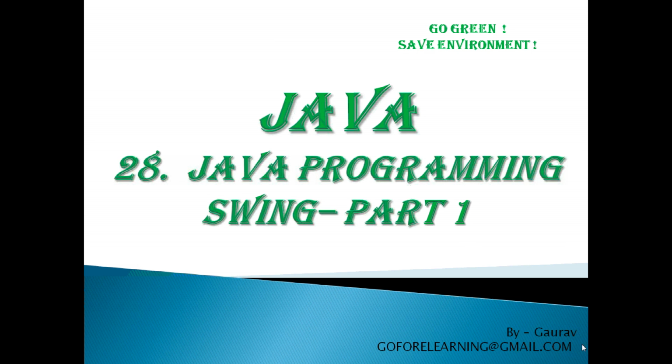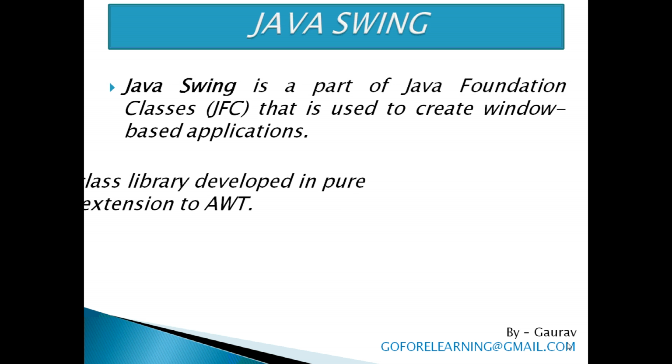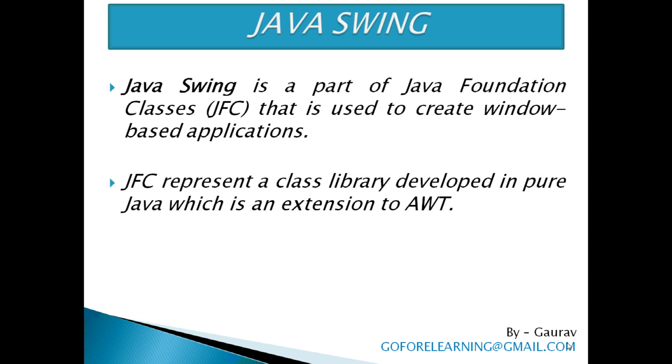Hello Java aspirants. In this video, we are going to discuss Java Swing. So what is Java Swing? Java Swing is a part of Java Foundation Classes (JFC) that is used to create Windows-based applications. It is built on top of the AWT (Abstract Window Toolkit) API and entirely written in Java. JFC represents a class library developed in pure Java, which is an extension to AWT.